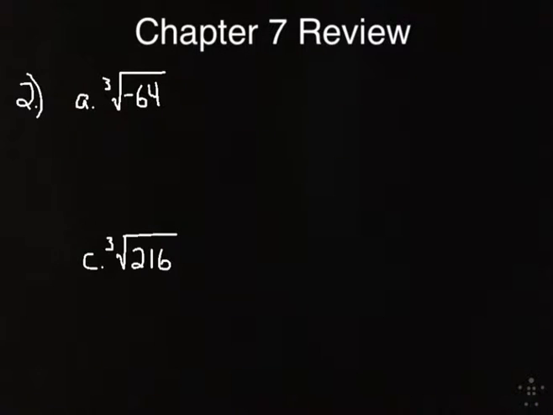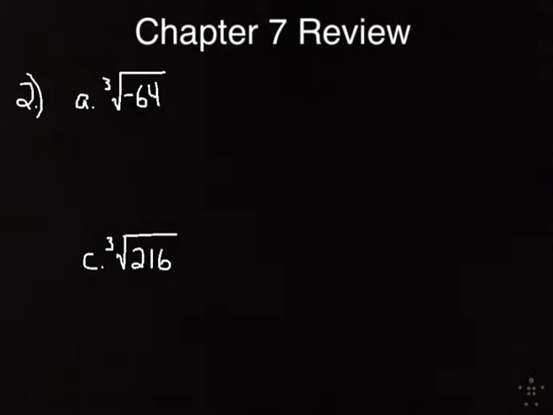All right, so question 2, part A, says the cube root of negative 64. What that's really asking is, what number times itself 3 times gives you negative 64? Now, can you multiply the same number 3 times and get a negative number? Yes, you can. A negative times a negative is a positive, and a positive times a negative is a negative. You can't have real roots if you have an even index and a negative radicand, but in this case you can.